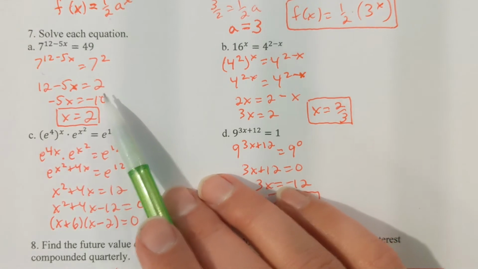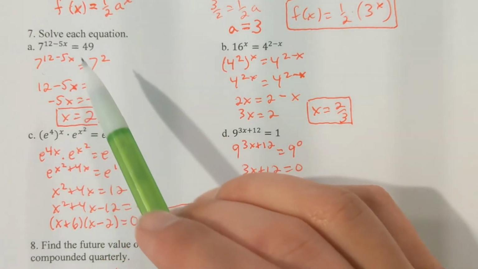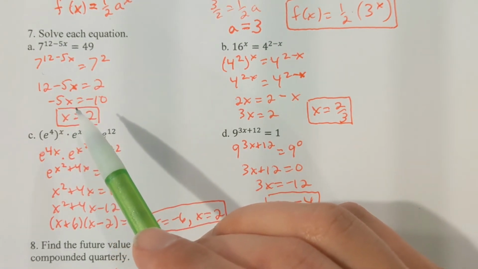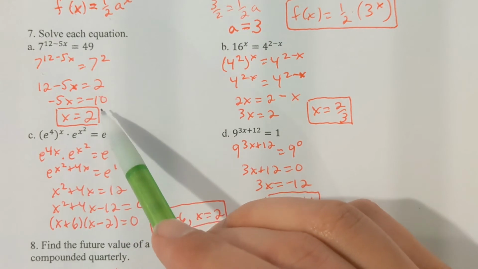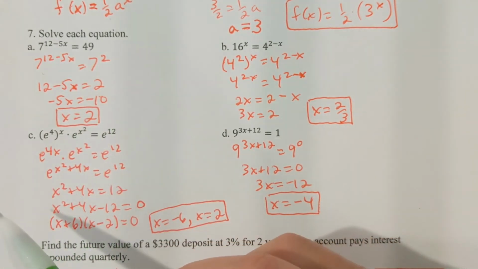That puts me back on familiar ground now because I no longer have an exponential. I no longer have x in the power here. And I'm working with just a linear function, linear equation. Okay, if you subtract 12 and then divide by -5, x equal 2 would be the solution there.